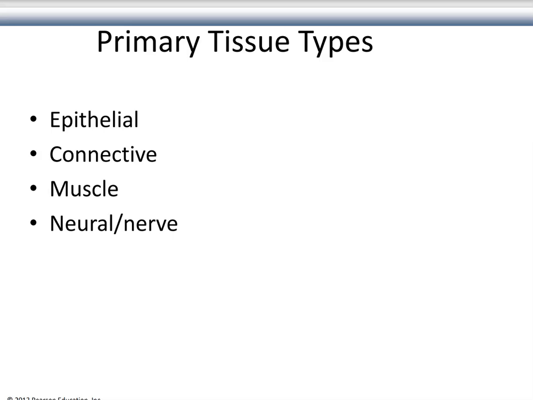Now that you know what's inside of cells, let's take a look at tissues and also cell junctions. The four primary tissue types are epithelium, connective tissue, muscle, and nerve. Muscle and nerve don't divide anymore, so we call them postmitotic. Epithelium and connective tissue still undergo mitosis.